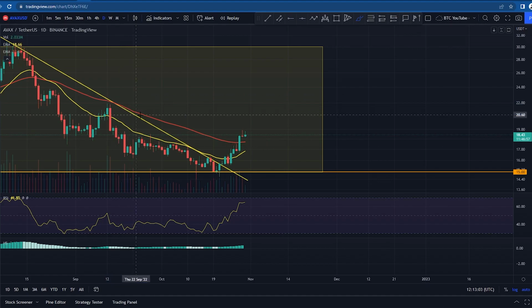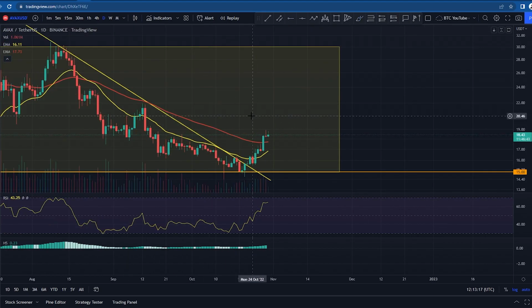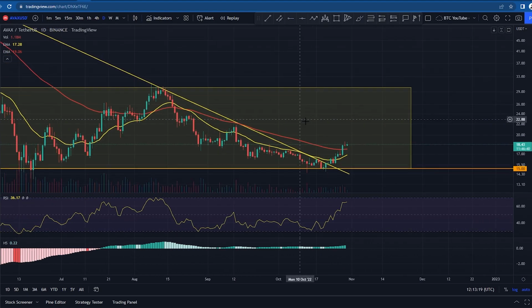Kind of tested it here, but we didn't even get there, did we? And now looking like we have officially come down and made the decision to hold the low, and we've actually come up and broke out of resistance, broke out of both of our EMAs. Now looking like we are chopping it up, potentially consolidating here. And we'd say these are all good signs, aren't they?